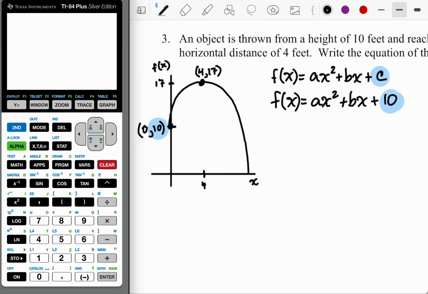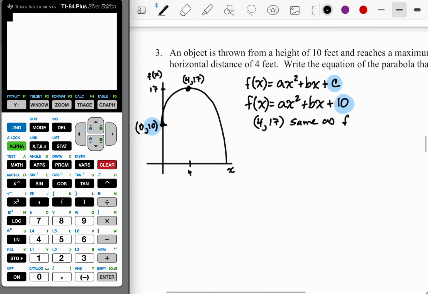Now they tell us we have an ordered pair of 4, 17, a coordinate. That's the same as saying f of 4 is equal to 17. So I could take my original function, modified a little bit, 10 replacing the c, but I can replace each x with a 4 and set the whole thing equal to 17. So f of 4 is going to be equal to a times 4 squared plus b times 4 plus 10.